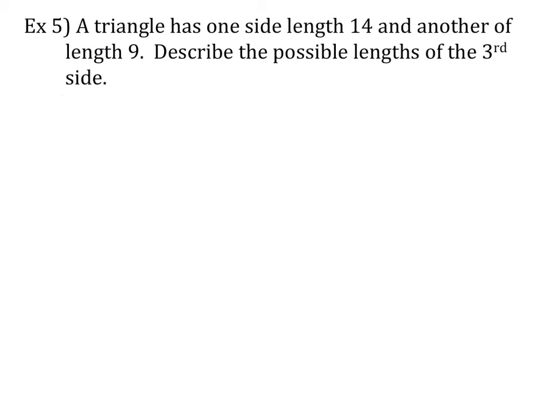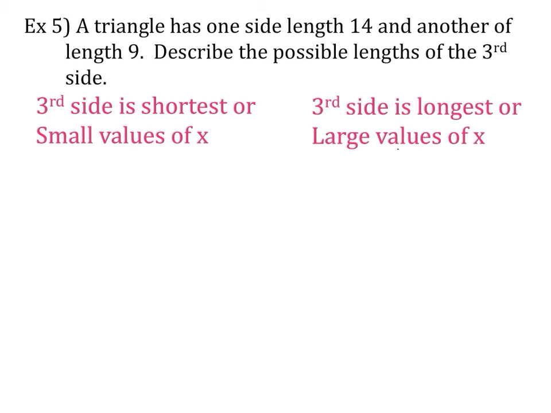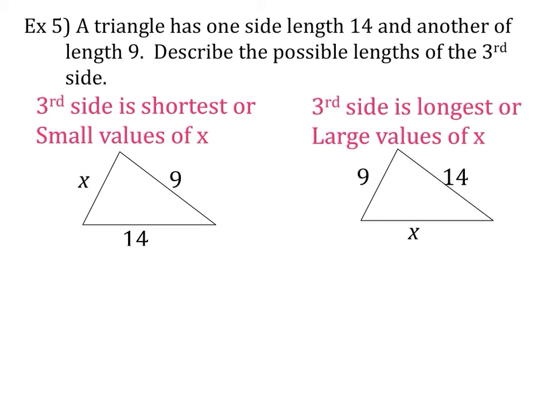All right, so let's take a look at this theorem in action by looking at example 5. A triangle has one side length 14, another side length of 9. Describe the possible lengths of the third side. So we would have to do 2 setups. We'd have to look at the third side as if it were the shortest, in other words, find the smallest possible x value. And then we'd also need to look at treating the third side as the longest, or in other words, the largest value of x possible.